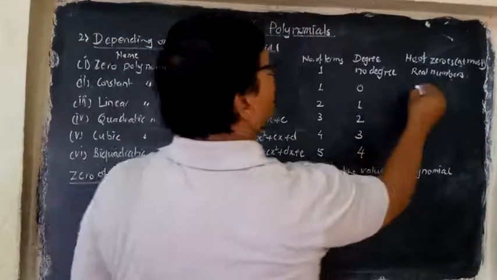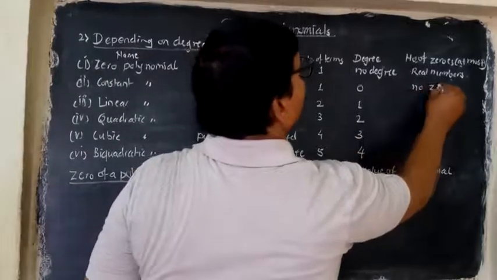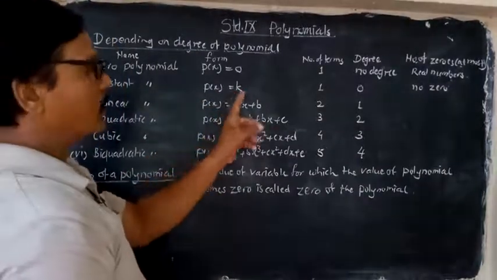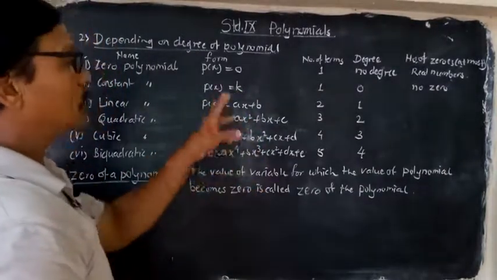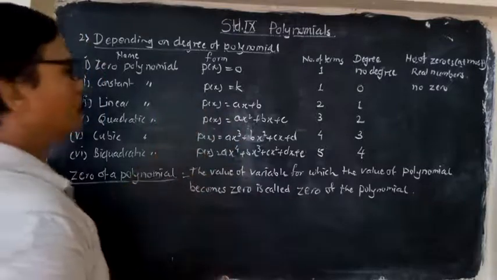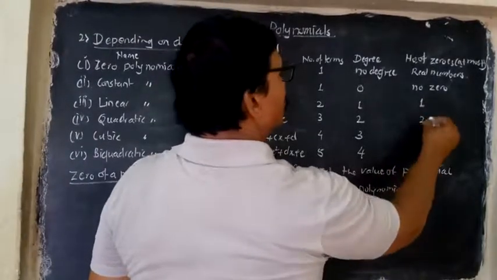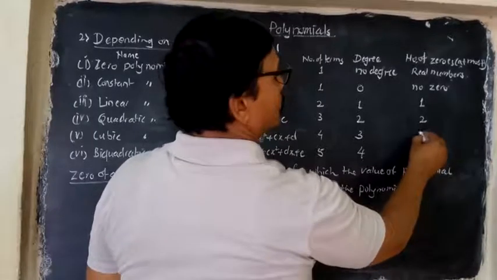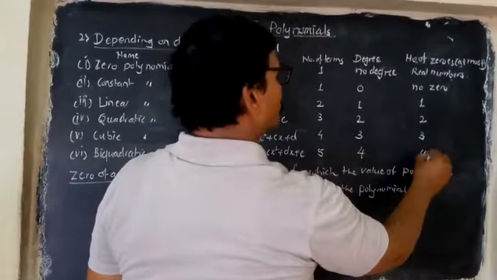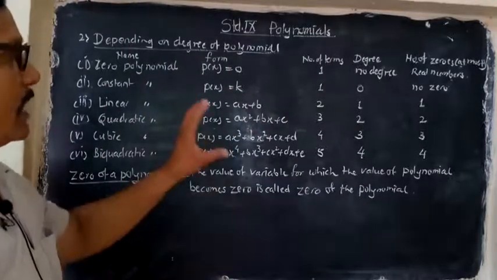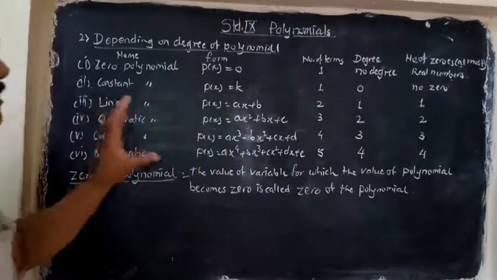Then for constant polynomial it has no zero. Why? Because for any value of variable the value is constant, therefore it is not zero, therefore it has no zero. Linear polynomial has at most one zero, quadratic has at most two zeros, cubic has at most three zeros, biquadratic has at most four zeros, and so on. These are number of zeros.